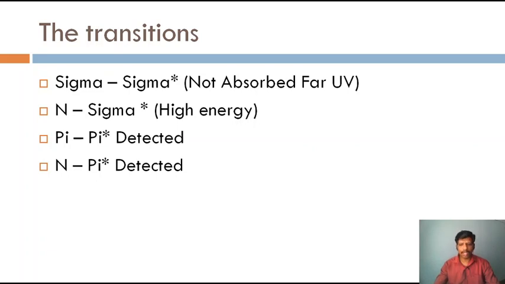Then what we are going to study, since we are studying electronic excitation: the electronic excitations in organic molecules are these. These are the excitations possible in organic molecules: sigma to sigma star, n to sigma star, pi to pi star, and n to pi star are the major transitions that we study in organic molecules. Sigma to sigma star is usually not observed in UV, because it is very high energy. It lies in the far UV region.